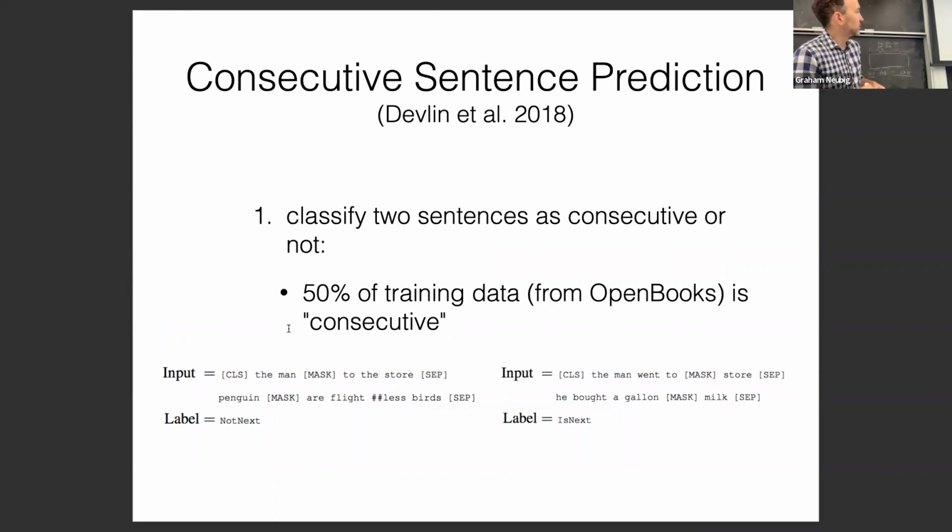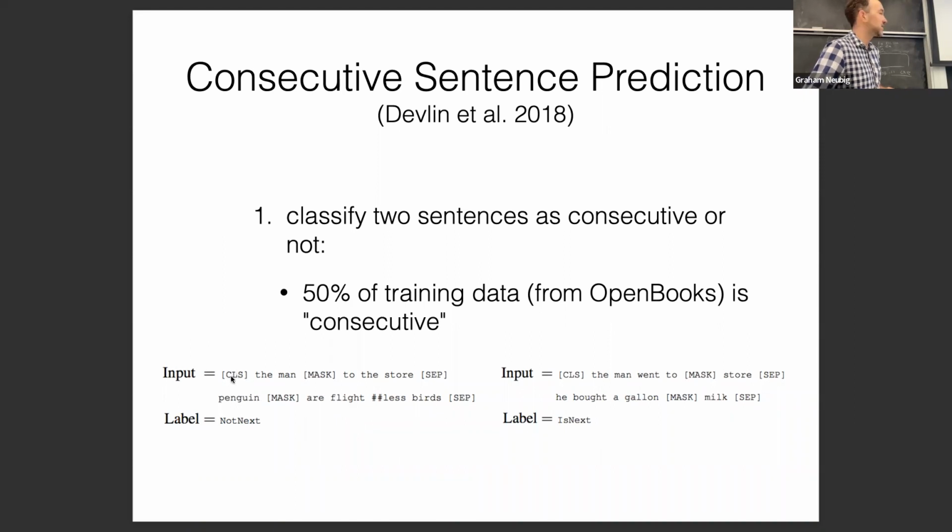BERT also includes an objective of consecutive sentence prediction. Basically you have two sentences, and then you have a binary prediction task where you try to predict not next or is next. Is next is basically saying these two sentences are consecutive. Like "the man went to mask store, he bought a gallon mask milk." In this case, these are actually consecutive in discourse, so you predict is next. And "the man masked at the store" and "penguin mask are flightless birds" are not consecutive sentences, so it would predict not next.